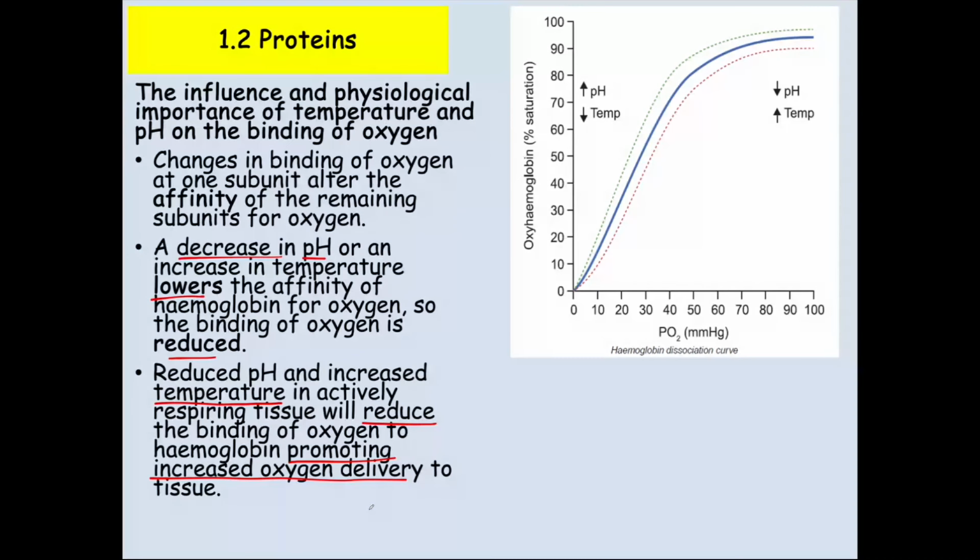And that makes sense, doesn't it? Because when you are exercising intensely, you're going to reduce the pH because you'll be producing lactic acid. You'll have an increased temperature because your body will be increasing its metabolism and the amount of heat generated will increase. Therefore, it makes sense that that would cause a lowering of the affinity of hemoglobin for oxygen. And that's good for us because it promotes an increased oxygen delivery to our tissues. We'll get more oxygen into our tissues, which we need for aerobic respiration within the mitochondria of the cells to produce the ATP that we require for the muscle contraction happening during our intense exercise.